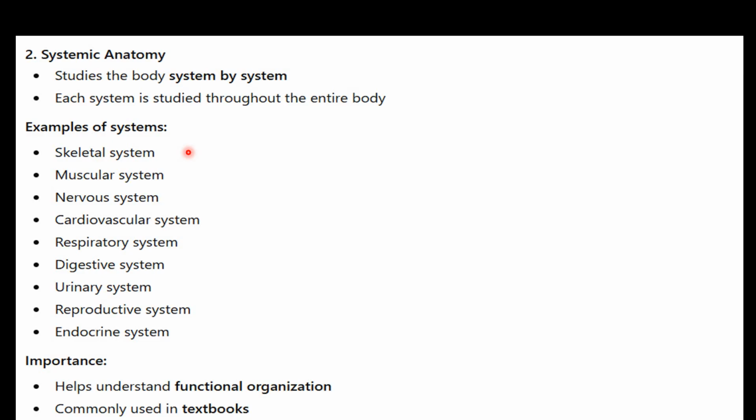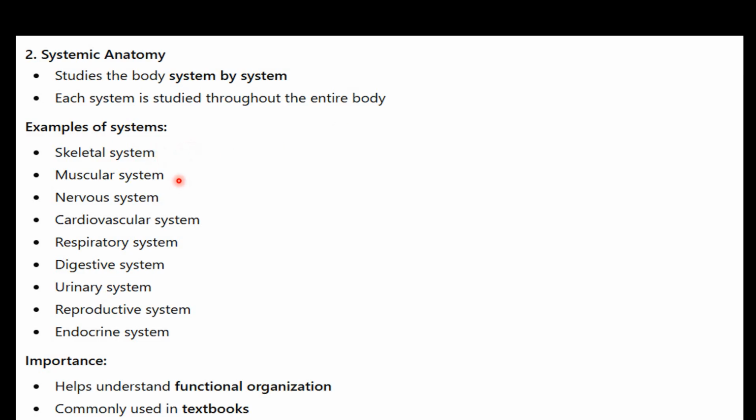Now what is systemic anatomy? Systemic anatomy is mainly the study of the body systems. When we are studying the body system by system, that particular study is considered systemic anatomy. For example, here you can see each system is studied throughout the entire body. In the previous subdivision we were studying region by region, but this time we are studying system by system. For example, we have multiple systems, right?